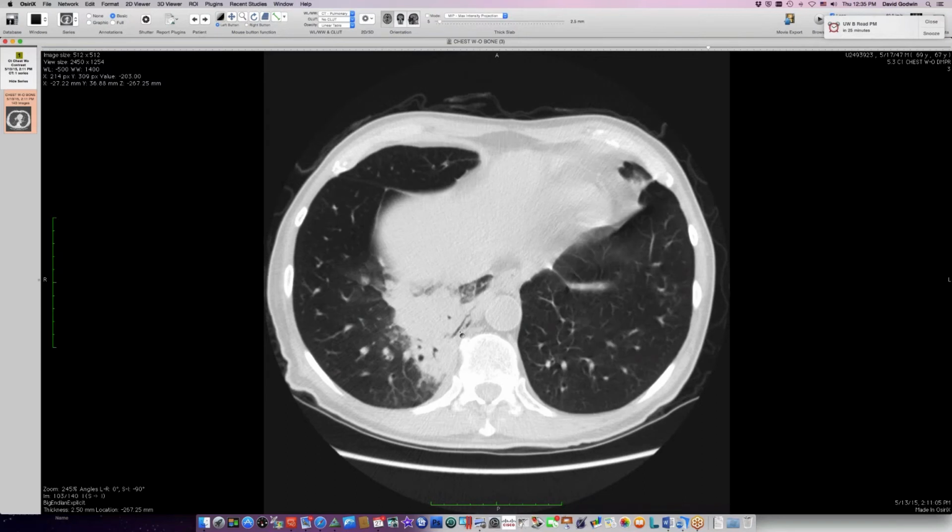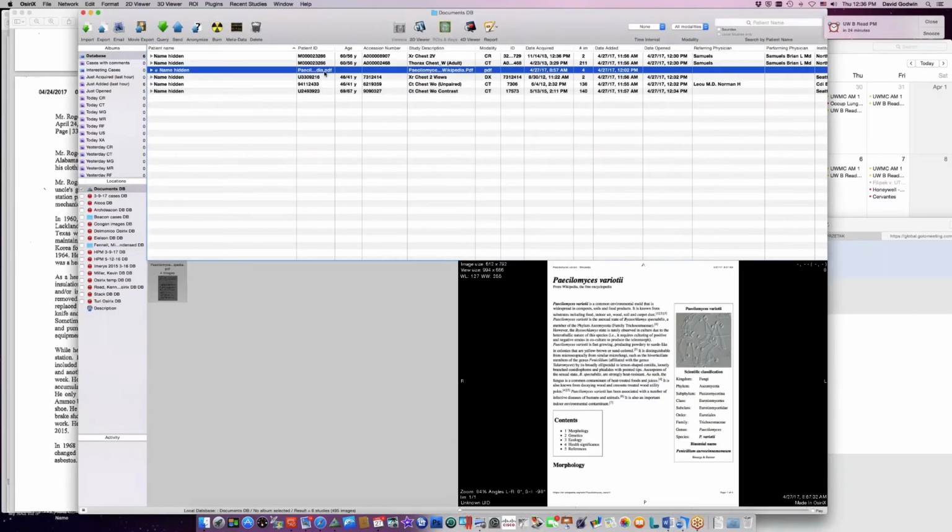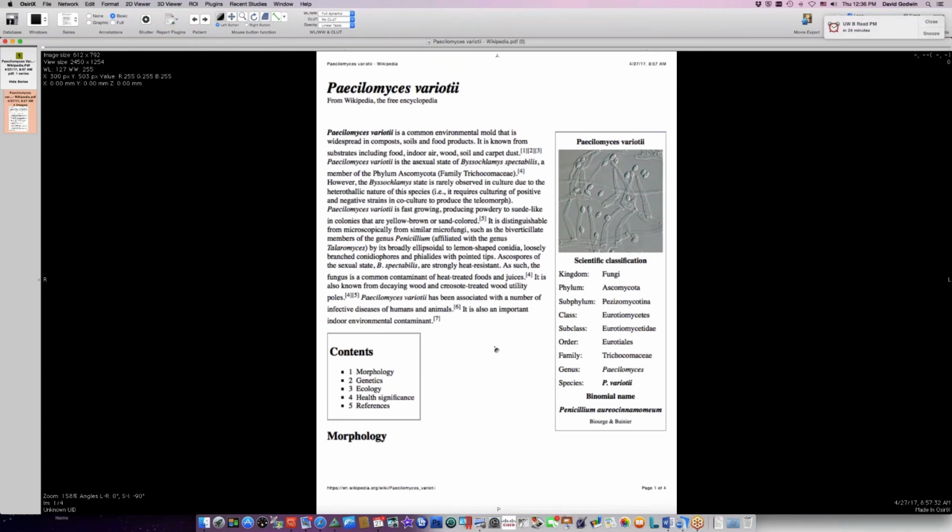It turns out that this is a fungus. This is my first case of Paecilomyces variotii. I'm sure you guys have seen a bunch of this. And his treatment was then changed from voriconazole to micafungin and amphotericin, and he got better in a couple of weeks. So this pathogen is nicely written up here by my main medical reference here, Wikipedia.